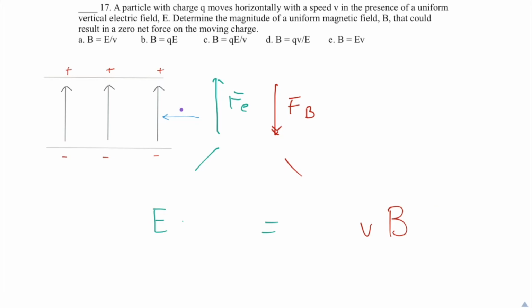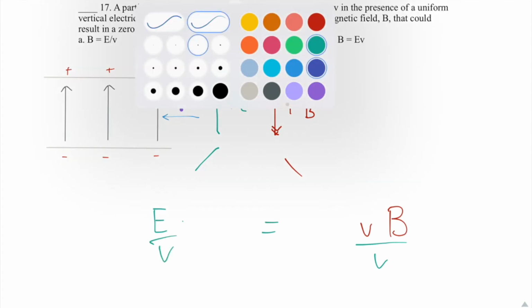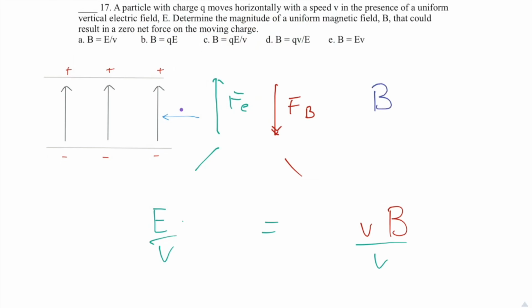So then what we end up with is the electric field is equal to the velocity times the magnetic field. And what we're looking for is the magnetic field. So all we need to do in this case is divide both sides by the velocity. And we get that the magnetic field is equal to the electric field over the velocity, which is answer A.